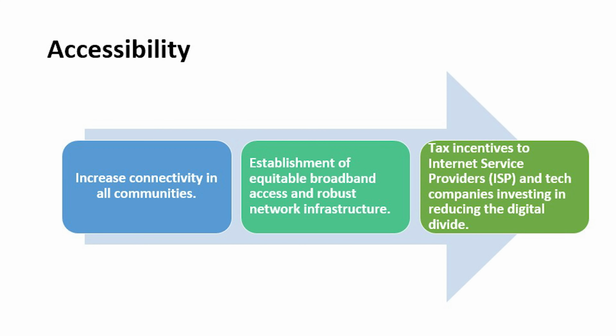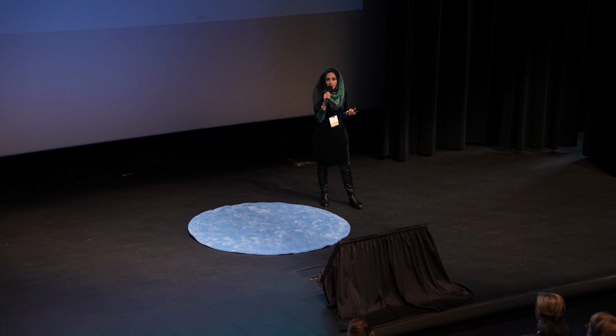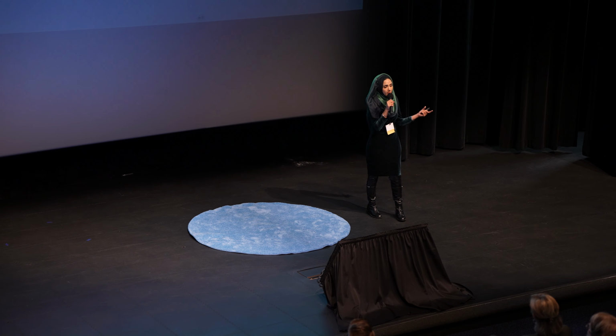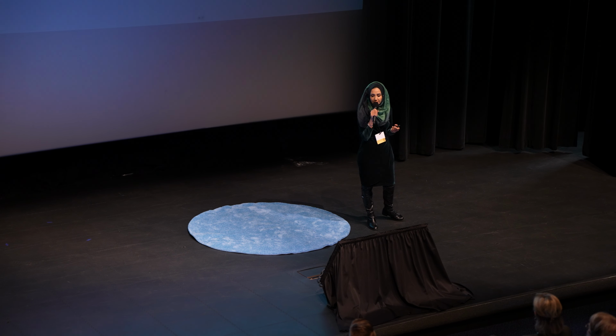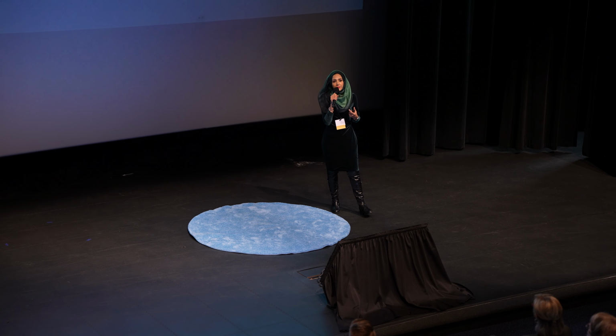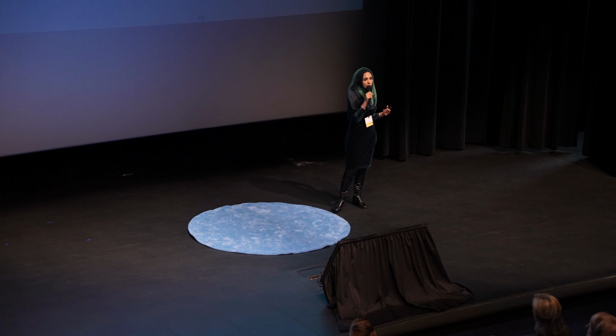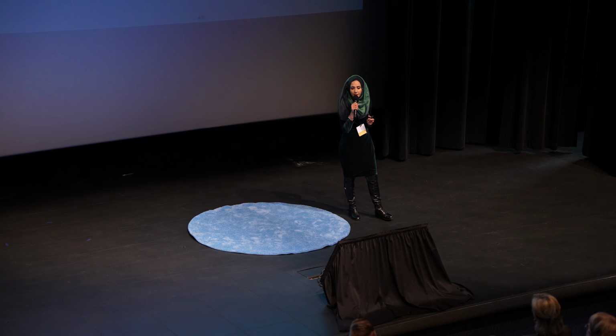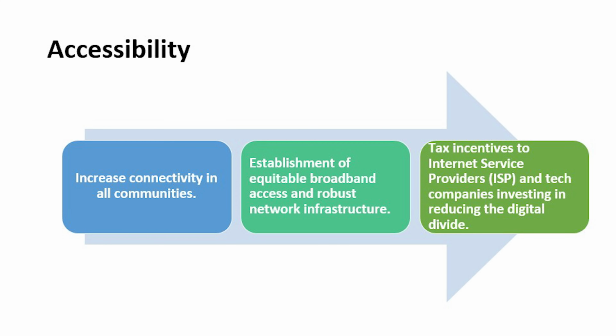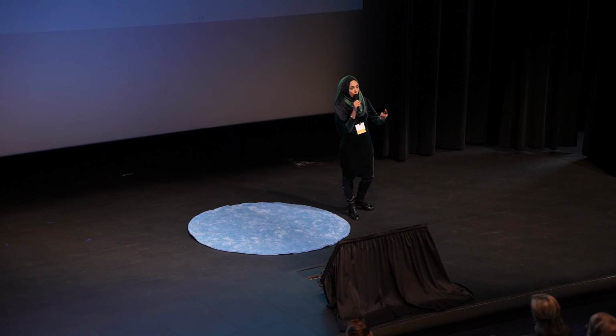Second thing, the establishment of equitable broadband access, as well as building a robust network infrastructure. Of course, government cannot do it by itself. This needs a partnership of efforts between public parties, tech firms, and governmental entities. A kind of motivating factor for public and private sectors to help in this digital gap is to provide tax incentives for internet service providers as well as tech firms that are actually investing in bridging the digital divide.